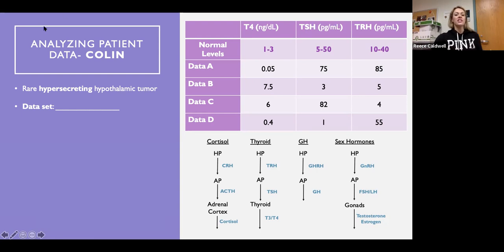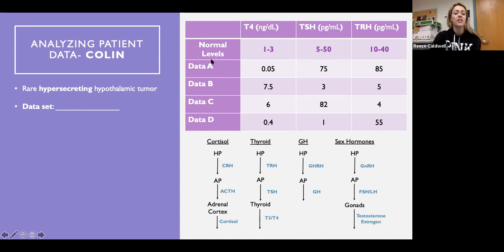Our first patient is named Colin, and what we see is that he has a rare hypersecreting hypothalamic tumor. So it's our job to see if we can compare him to one of these data sets. Now, these data sets are generalized and they are definitely provided in hospital and clinical settings. They might not say data set A; instead data set A will line up with a specific condition or disorder. So this could line up with hyperthyroidism or Graves' disease or so on.